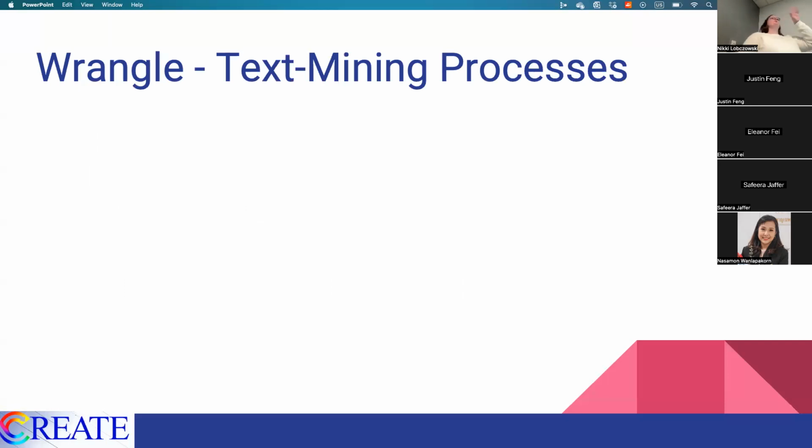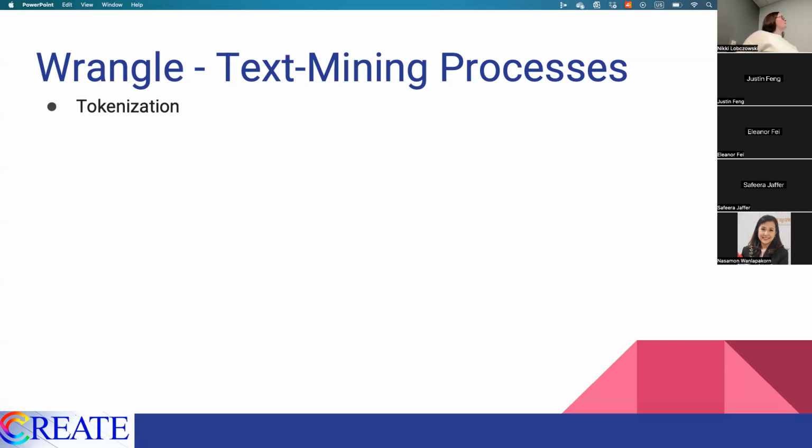So next, you want to wrangle your data, and this can take on a variety of things depending on which learning analytics process you're going to use, but I'm going to talk about text mining. So here are the different ways we can wrangle our data and get it in a way that is usable.